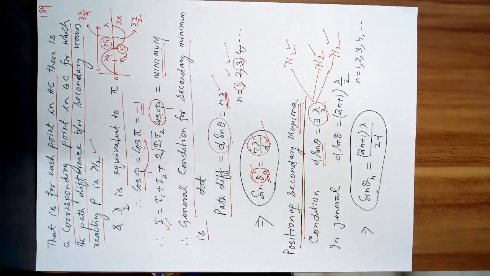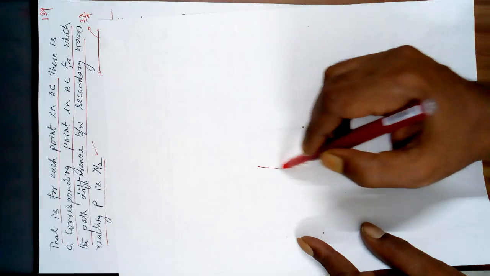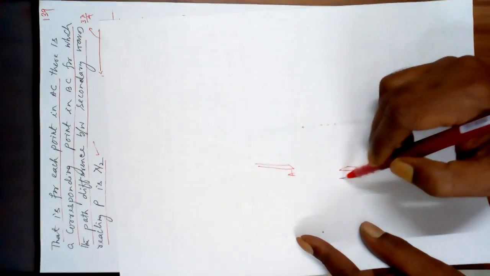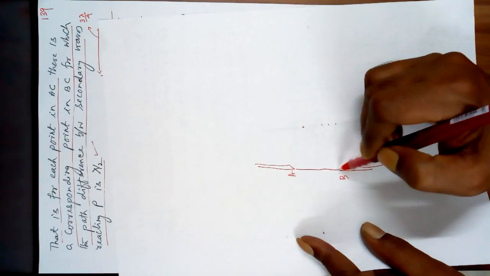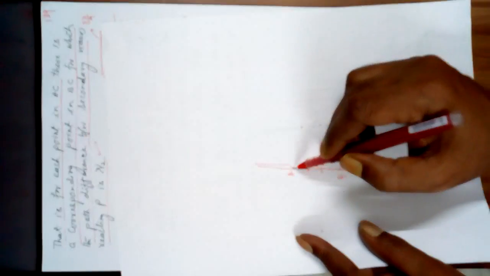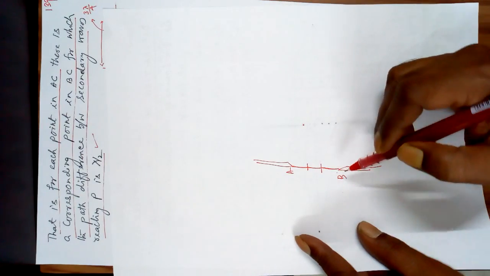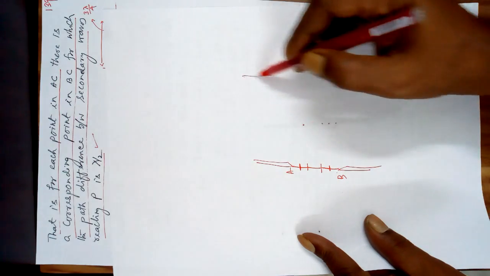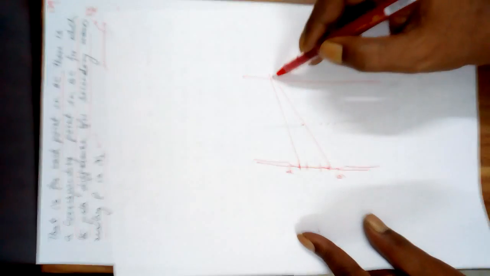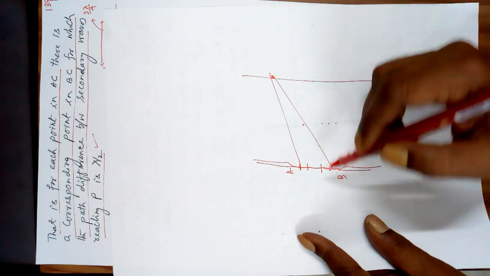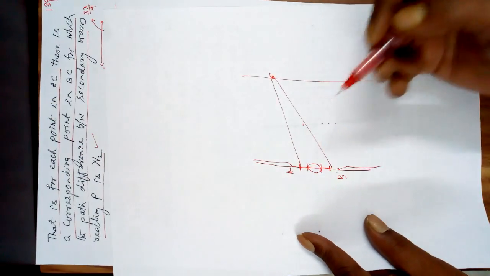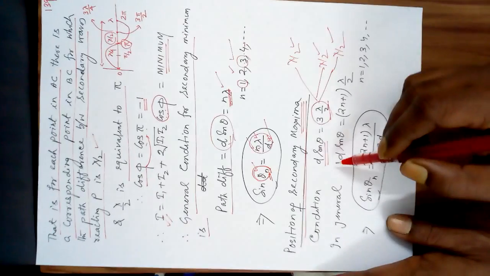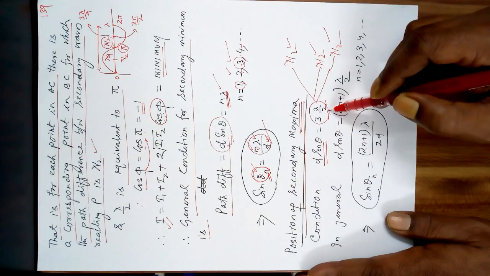A to B is divided into 3 equal parts, like this. This is your A, this is your B. This is divided into 3 equal parts: one part, second part, third part. A part from here and its corresponding part here, when they arrive at the screen, they will cancel each other's effect due to minima. Now this part will be left, so there will be a maxima. So the condition for maxima is d sin theta is 3 lambda by 2.